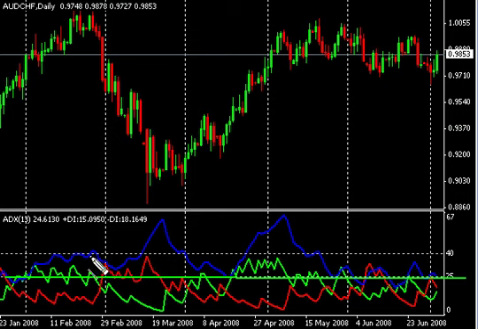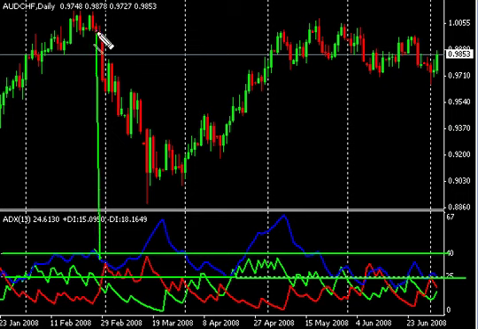Now if it comes below 40, when it goes up and it drops down below 40, that is a good indication that that trend is over.